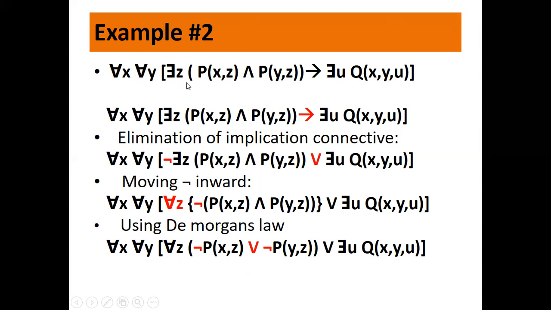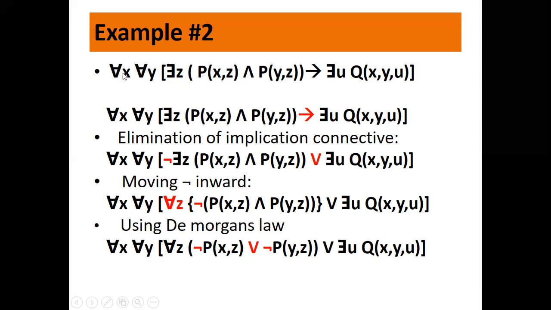There exists z. Then we have p of x comma z and p of y and z implies there exists u, q of x, y and u. Look at the statement carefully now. The best part of the statement is that the universal quantifiers are already outside. You don't need to bother about them, right?